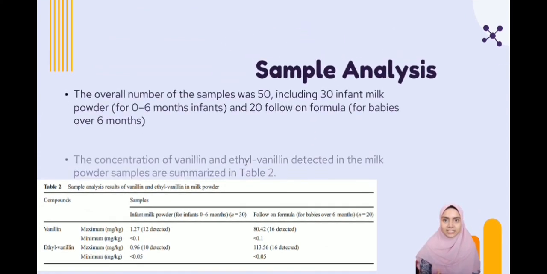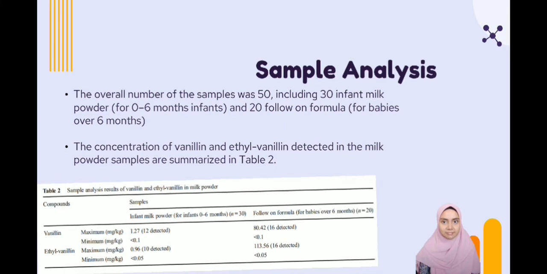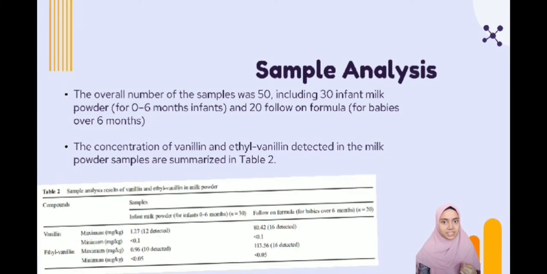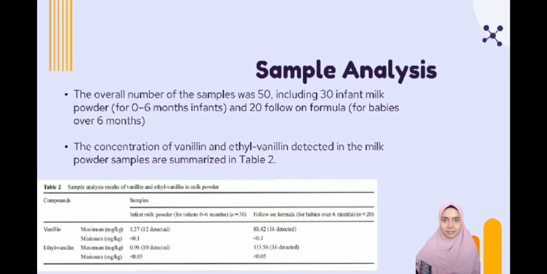Vanillin and ethyl vanillin contents in commercial milk powder samples were determined with the method established above. The overall number of samples was 50. The concentrations of vanillin and ethyl vanillin detected in the milk powder samples are summarized in the table.